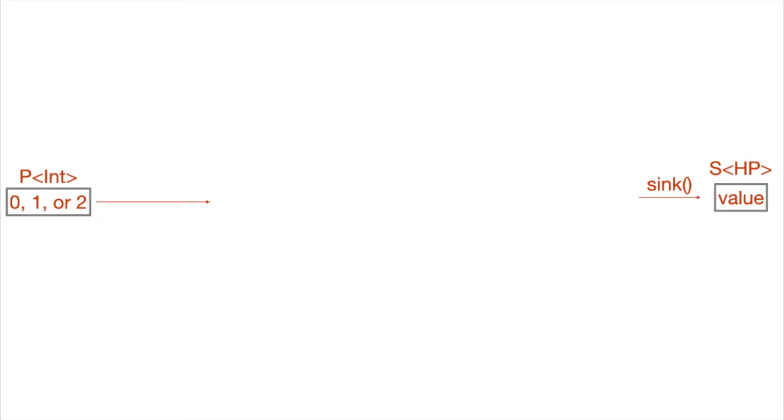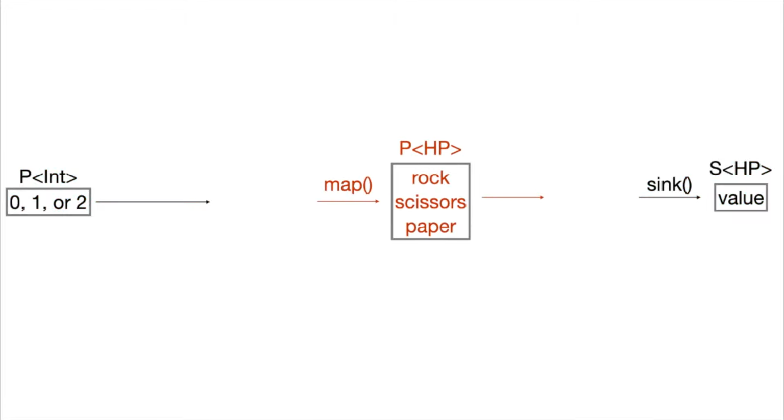And so I've got a publisher on the left side, and I sync that into a subscriber on the right side, but the types don't match up. So in between the publisher of an int and the subscriber that wants a hand position, we need to convert these, and we use a map to do that. And the map can use that function that we had before that turned a 0 into a rock, a 1 into a scissors, and a 2 into a paper.